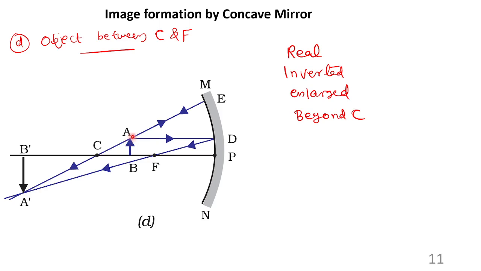From A, I want to draw exactly two rays coming out of A. Let one of the rays be horizontal, parallel to the axis. You know that after reflection, it will pass through the focus. The reflected ray passes through the focus, going like this. So one ray coming out of A is parallel to the principal axis and goes like this after reflection, passing through the focus.